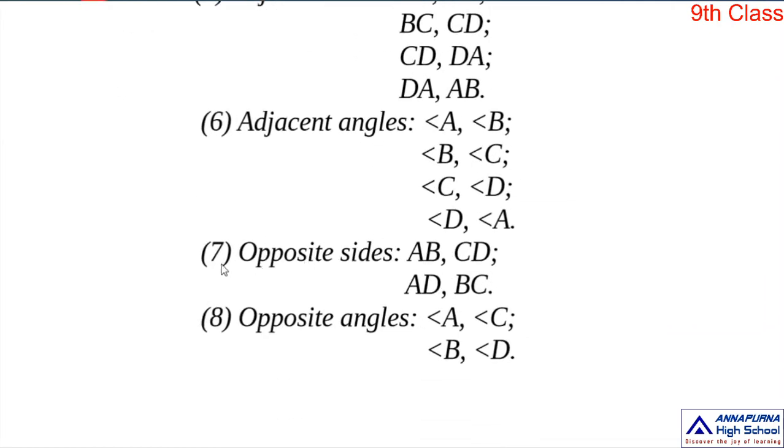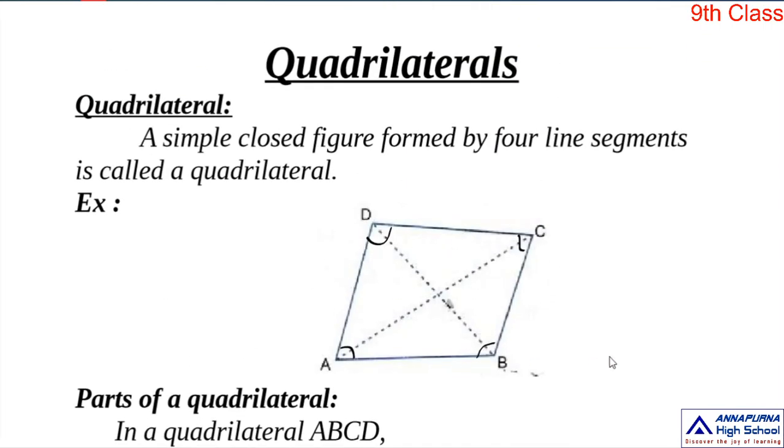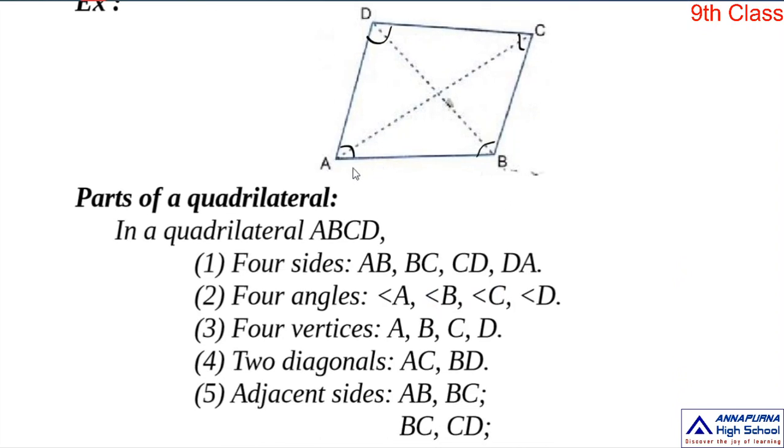Next, seventh one, opposite sides. What is the definition of opposite sides? Two sides that do not have a common vertex are called opposite sides. Once more, the definition: two sides that do not have a common vertex are called opposite sides.